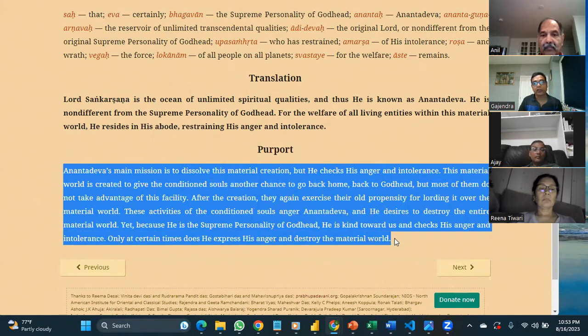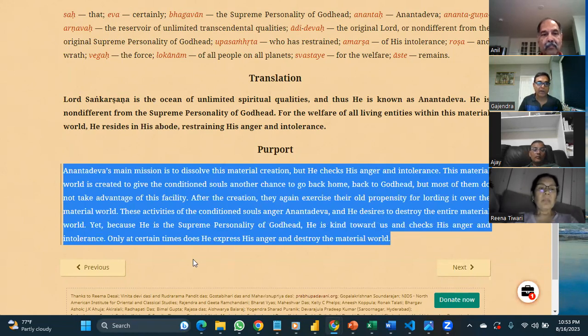Nice poet. Let's read this. Anantadeva's main mission is to dissolve this material creation, but he checks his anger and intolerance. This material world is created to give the conditioned souls another chance to go back home, back to Godhead, but most of them do not take advantage of this facility. After the creation, they again exercise their old propensity for lording it over the material world. These activities of the conditioned souls anger Anantadev, and he desires to destroy the entire material world. Yet, because he is the Supreme Personality of Godhead, he is kind toward us and checks his anger and intolerance. Only at certain times does he express his anger and destroy the material world.